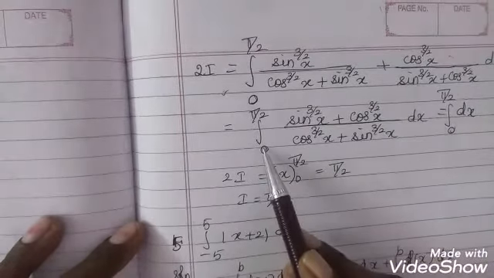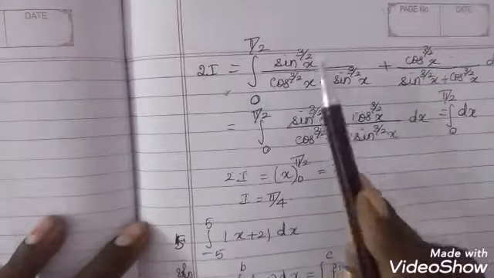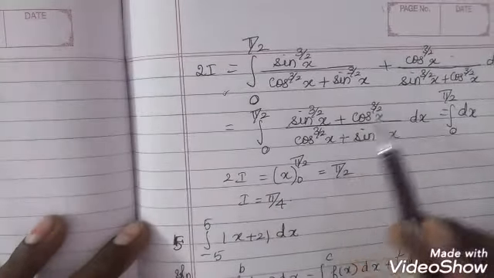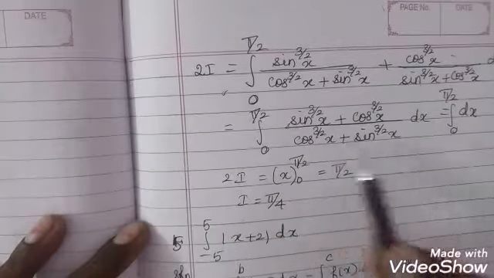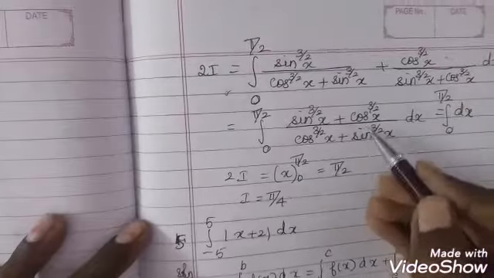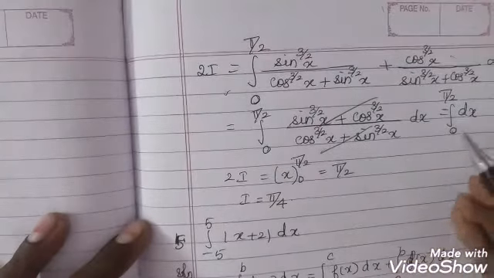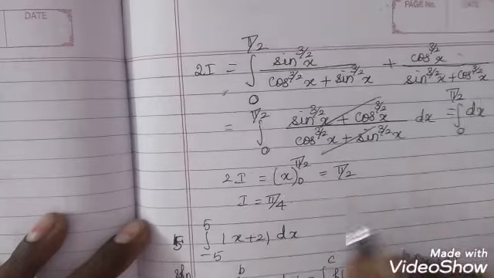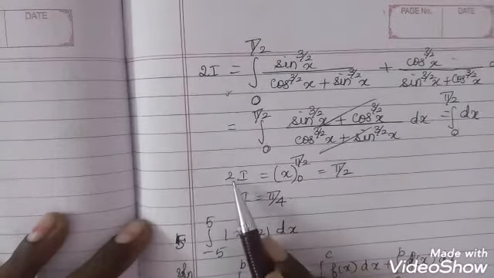So this is equal to integral over 0 to pi by 2. I can just add the numerator there. So you will have it as sin^(3/2)x plus cos^(3/2)x divided by cos^(3/2)x plus sin^(3/2)x. What happens here actually? This gets cancelled. You are left with integral over 0 to pi by 2. It's nothing but dx. So when I integrate it, of course, don't forget this 2I here.